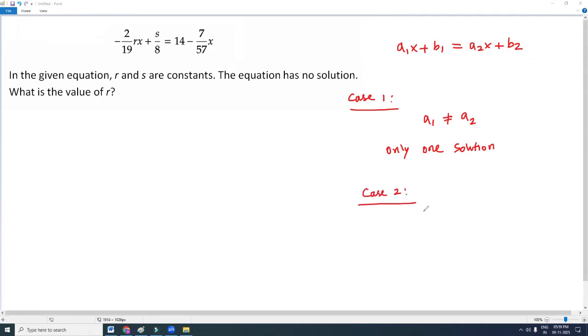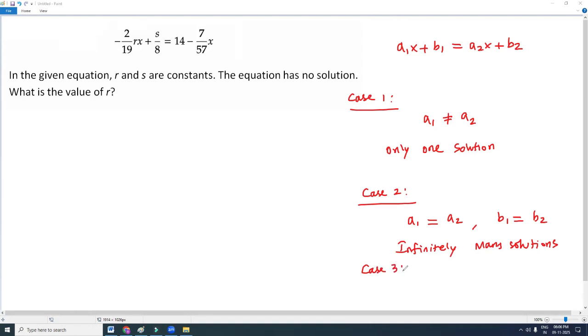In the second case, let me take the coefficients of x on the left side and right side, that is a1, a2. And also I consider the constant terms on the left side and right side, b1, b2. Say a1 and a2 are equal. The constant terms also are equal, that is b1 is equal to b2. In this case, we have infinitely many solutions. Let me write that over here.